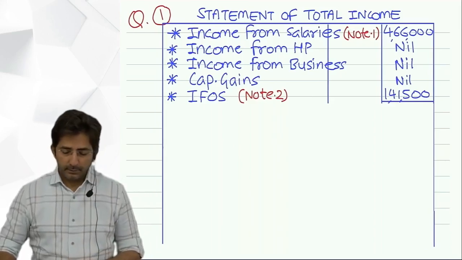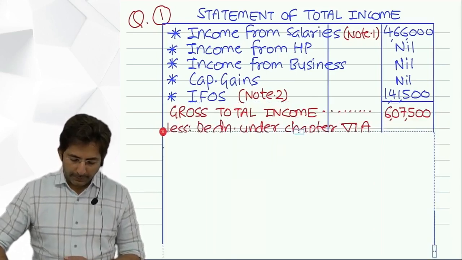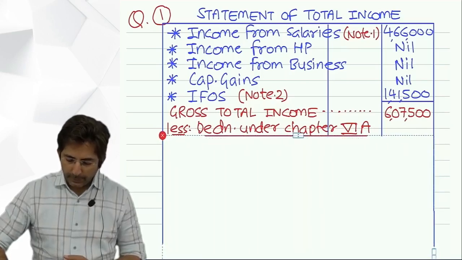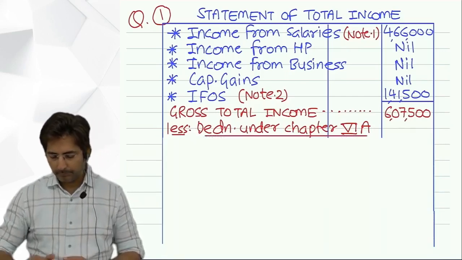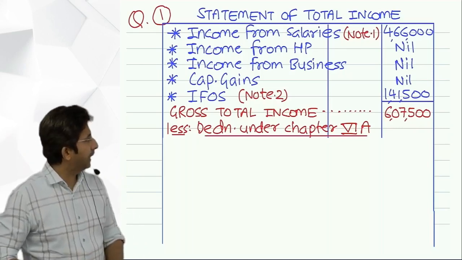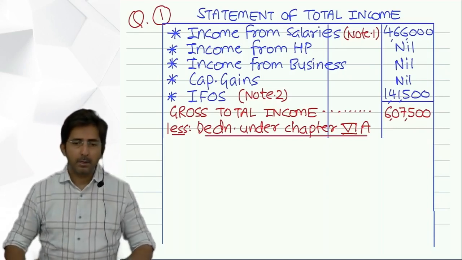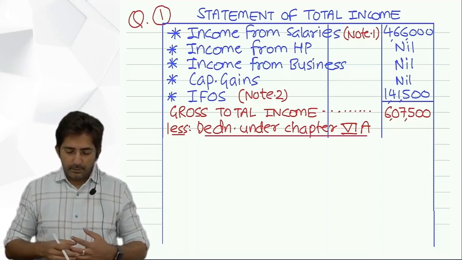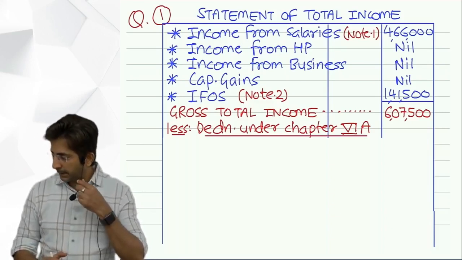Then the total of the 5 heads is called what? Gross total income. So write like this with red pen. In the exam we will not use red pen; this is just for making your notes better. Gross total income, 6,07,500. Less: deduction under Chapter 6A. Deduction under Chapter 6A.